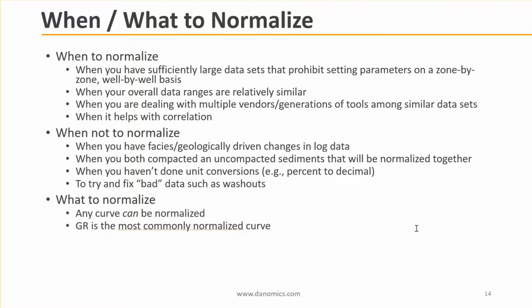So any curve can be normalized. However, you most often see this applied to the gamma ray. And if you're normalizing something like resistivity, special care needs to be put into that, because that is a curve that's on a logarithmic scale. So you should probably use some special normalization techniques to handle that.